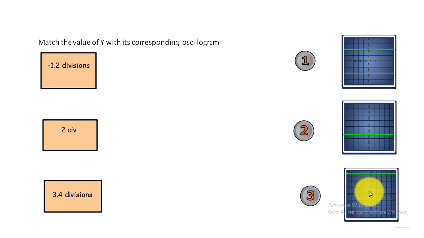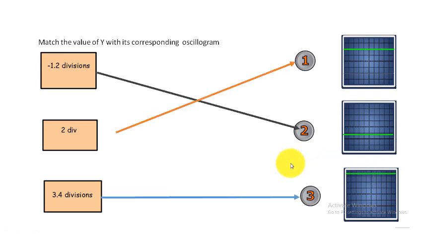Here, Y is above the x-axis. It is equal to 1, 2, 3, 3.2, 3.4 divisions. This is our matching.